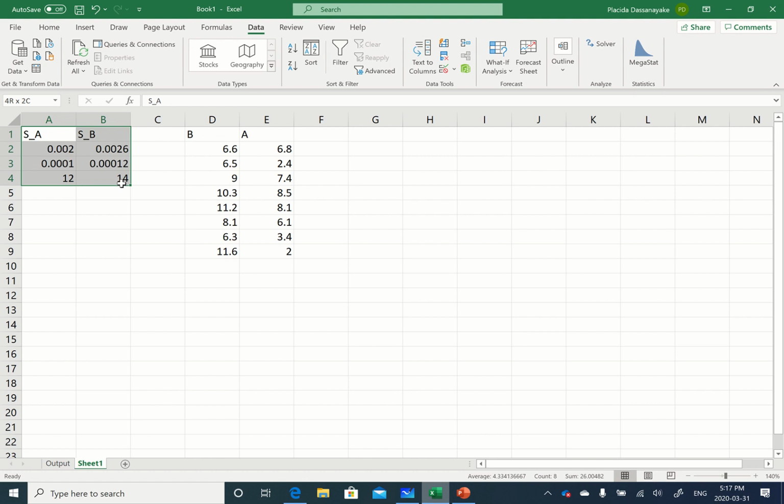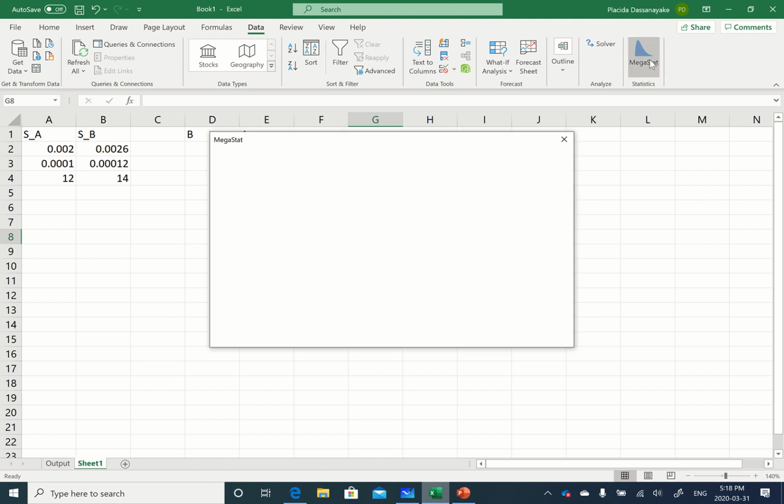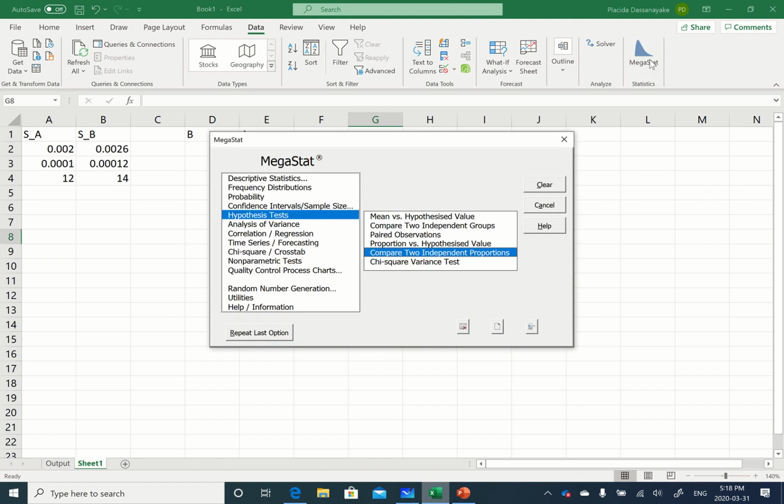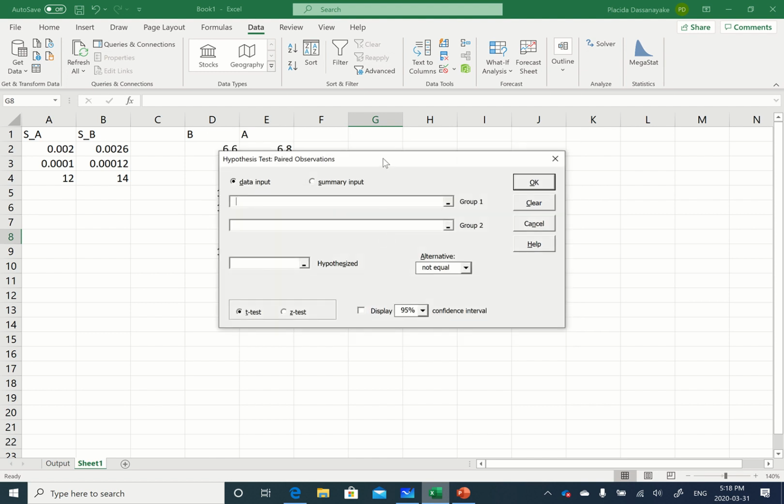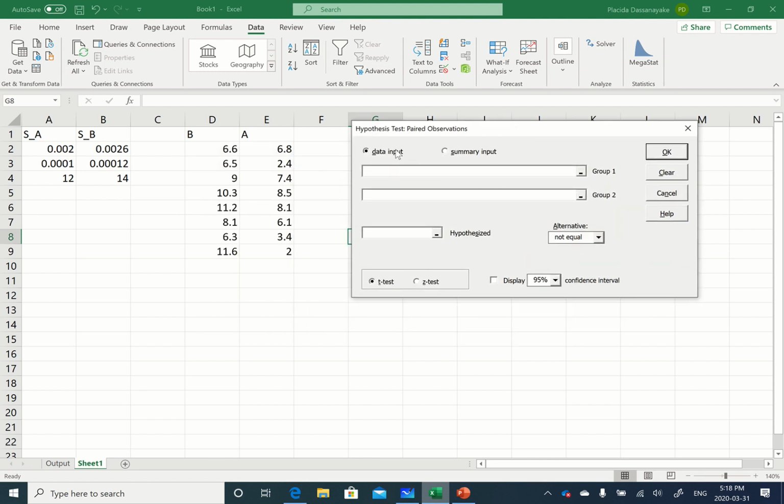So in the previous question, we had summaries, the sample mean. Well, of course, you can calculate the sample mean before, sample mean after, the standard deviation before, standard deviation after. But you don't have to because we have the data input option. So now you go into paired observations and then data input.